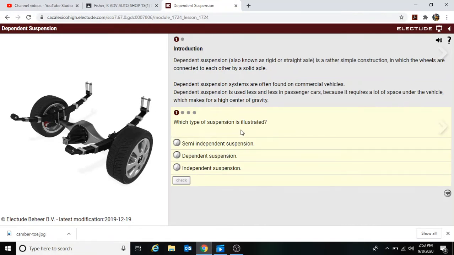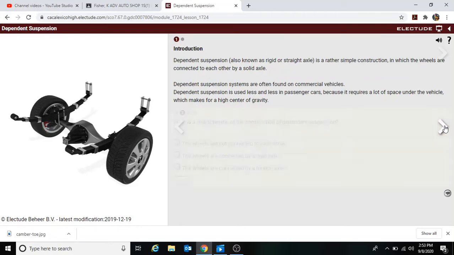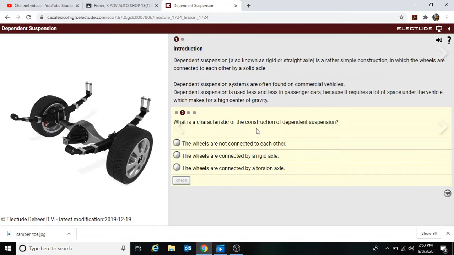So which type of suspension is illustrated? Dependent. What is a characteristic of the construction of dependent suspension? The wheels are connected by a rigid axle.